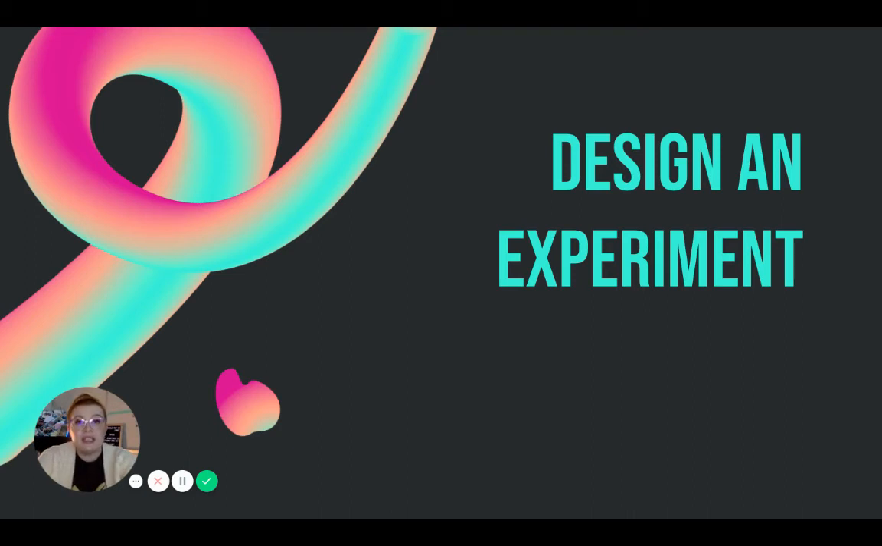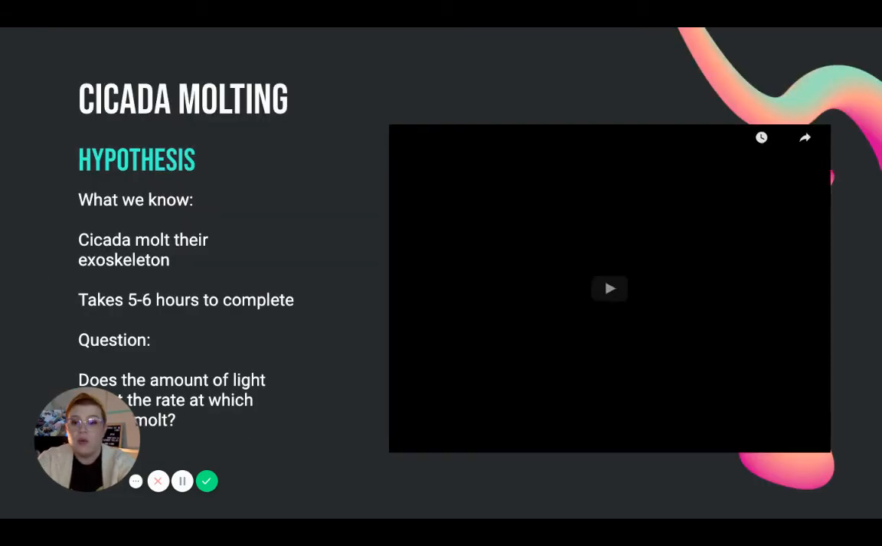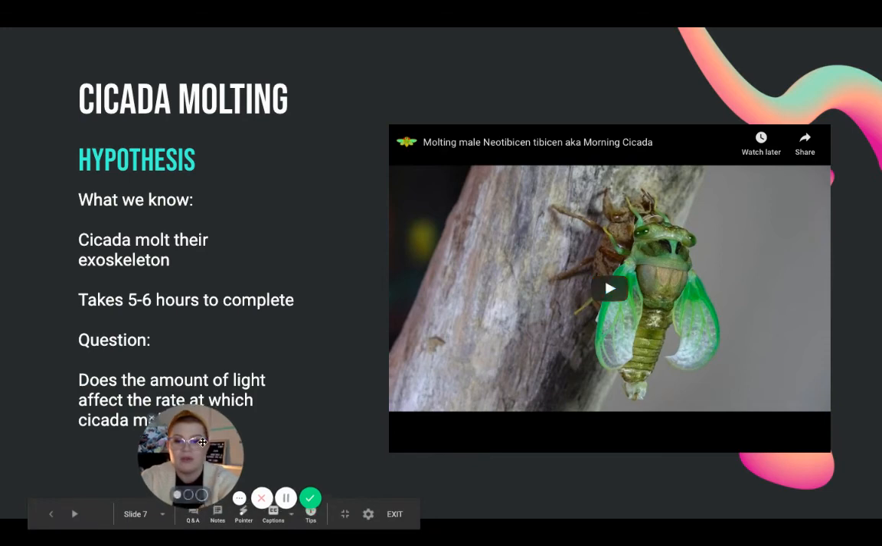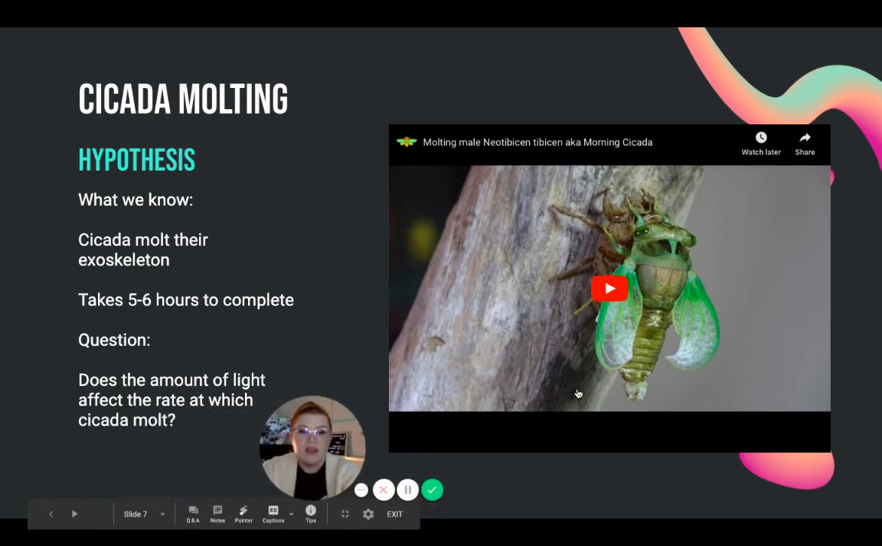So design an experiment. Now that you've had a chance to make your prediction or your hypothesis, whichever one you prefer, it's your format choice, you're going to practice designing an experiment. What we're going to be looking at is this thing right here, and this is a cicada molting. So again, I'm going to slide myself over. I'm going to play this little video of a cicada molting. It is time-lapse, so it is faster than normal, because as you can see, it takes about 5 to 6 hours for this actual process to occur.